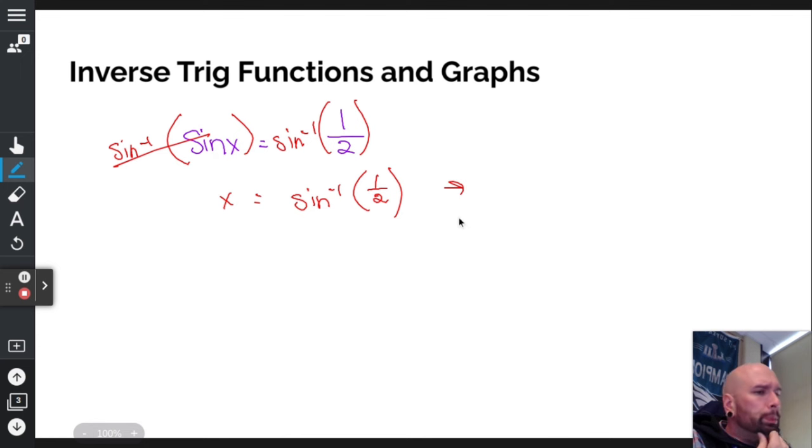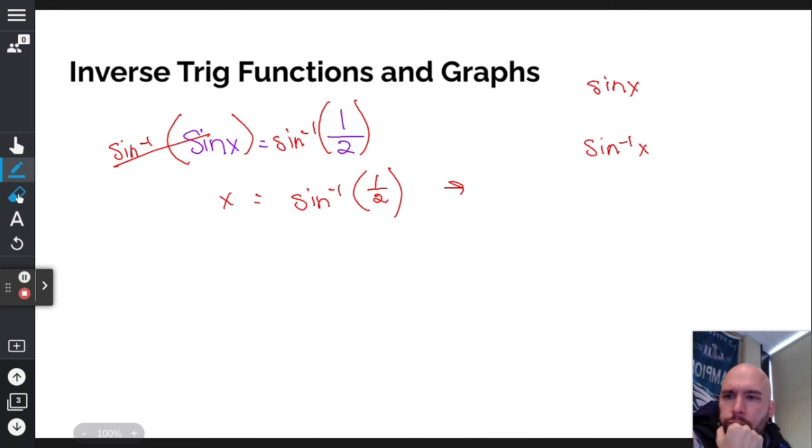Now, one of the things that you have to remember is if I give you a sine, and then I ask you to give information about the inverse sine, the domain and the range flip. So the domain of sine is the range of inverse sine. The range of sine is the domain of inverse sine. All the rules apply to cosine, tangent, fun stuff like that.